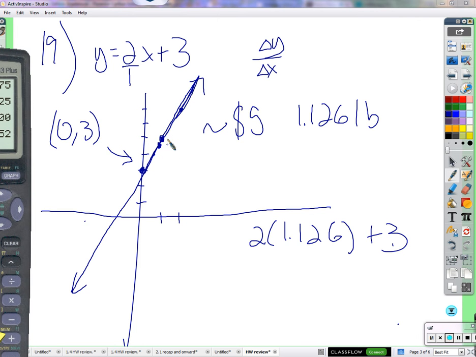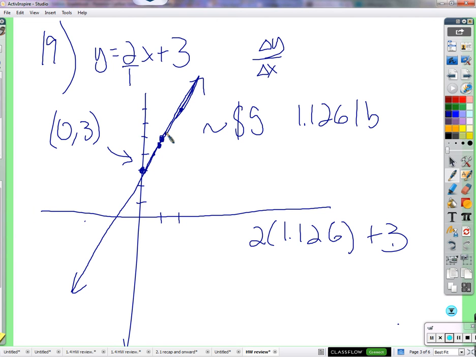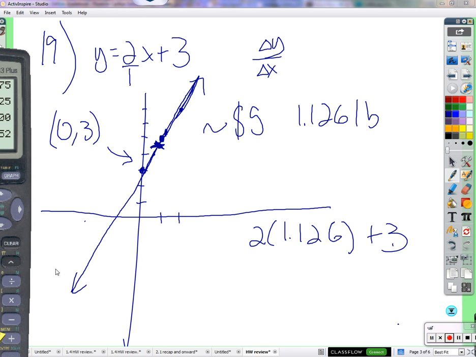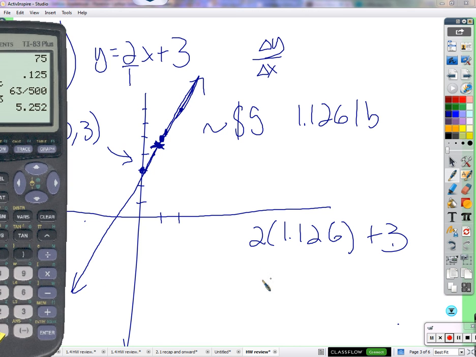On the graph, now it should be a little bit bigger than 5. 1.126 should have landed here, because 1 pound is at $5, so this is not what we should have gone off of. So it's a little more than 5, and we find exactly that it is $5.25.